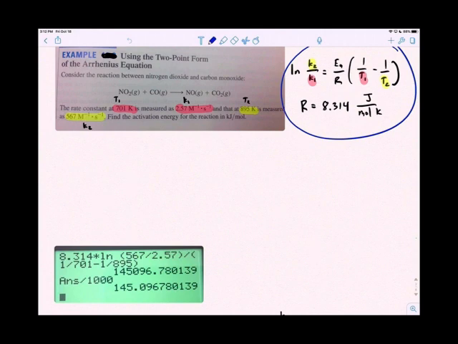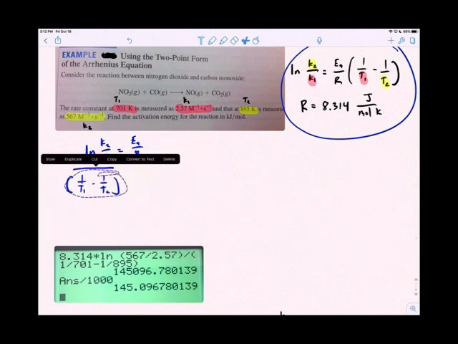And I always do the math first. For me, I prefer to do all the algebra first. So let me write it here. ln(K2 over K1) equals Ea over R, times (1 over T1 minus 1 over T2). And we want the activation energy. So what we do is we divide by this quantity. I know I don't need to keep it in parentheses, but then we multiply by R. And then this would be the activation energy.